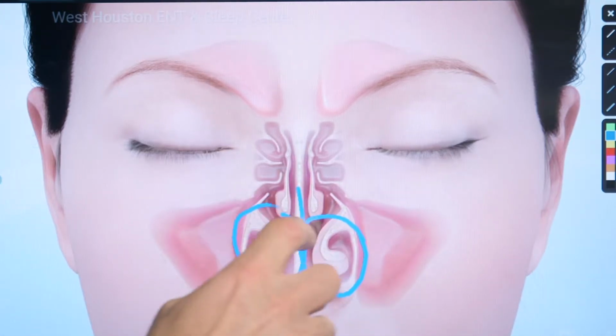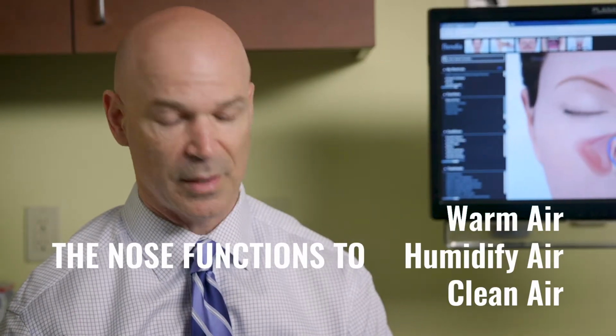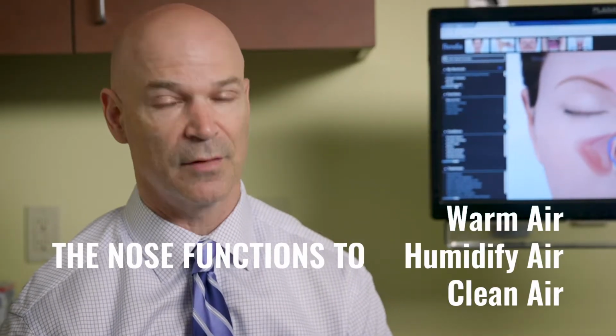Now, why do we want to breathe through our nose? We want to breathe through our nose because it's comfortable. The nose does three things for us. It warms the air, it humidifies the air, and it cleans the air. And the reason it can do that for us is because we have turbinates.